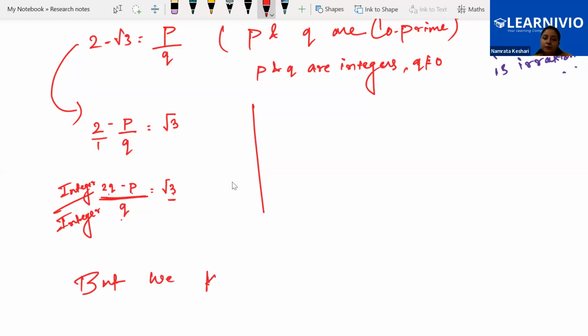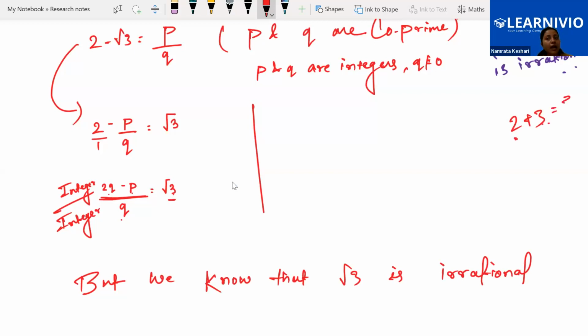But we know that root 3 is an irrational number. It can't be integer by integer. How am I writing the numerator as an integer? Because 2 into an integer is again an integer, and integer minus integer, the result will be an integer only. You can take 2 plus 3, two integers, we are adding, the result is an integer. 2 minus 3, we are doing the subtraction, the result is an integer.